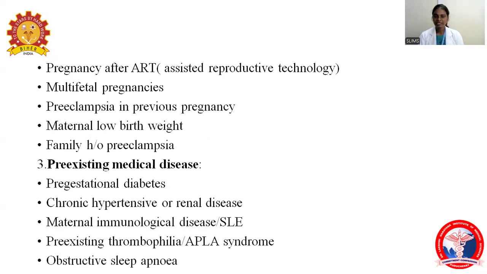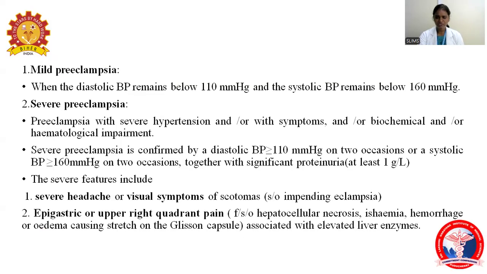pregnancy conceived by assisted reproductive technology, multi-fetal pregnancies, history of preeclampsia in a previous pregnancy, maternal low birth weight, family history of preeclampsia, and pre-existing medical diseases like pre-gestational diabetes, chronic hypertension, renal disease, maternal immunological disease or SLE, pre-existing thrombophilia or antiphospholipid syndrome, obstructive sleep apnea. These all contribute to the risk of preeclampsia.